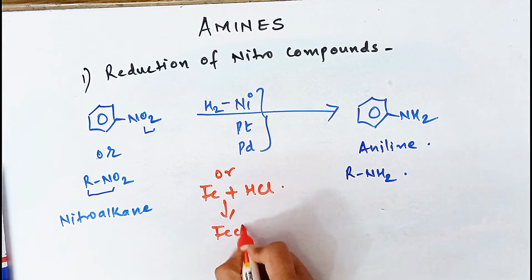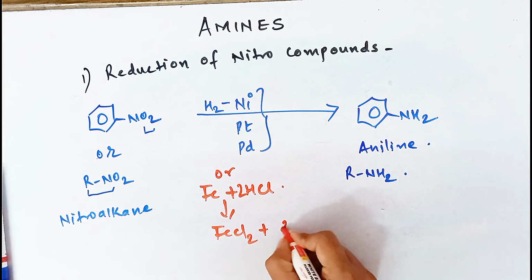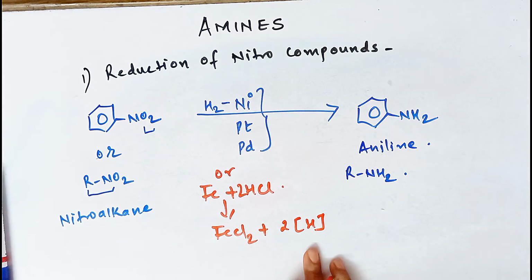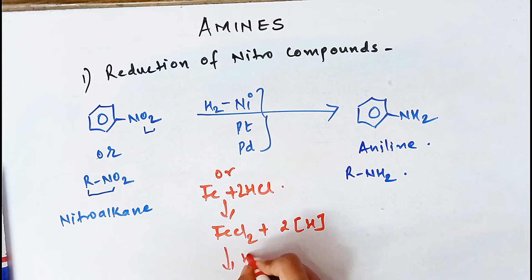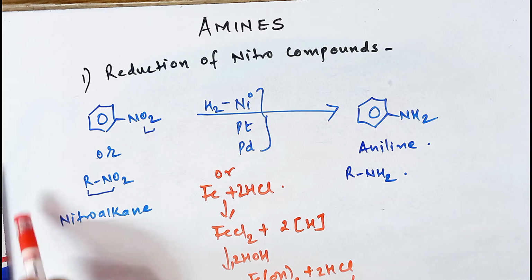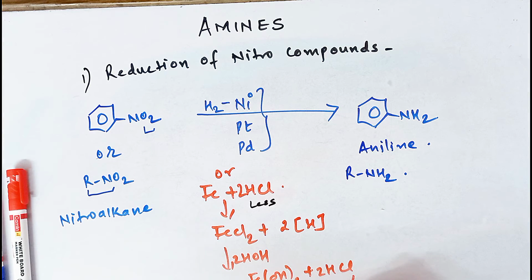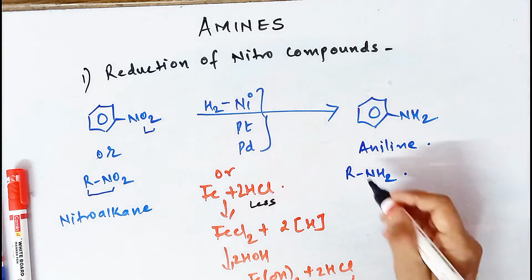Now the second method which we can use here is metallic reduction, where we take iron and HCl, which can react to form FeCl2 plus 2 nascent hydrogen, which will be acting as the reducing agent. This FeCl2 can further get hydrolyzed with water and give you ferrous hydroxide plus hydrochloric acid 2 times. That means we need not use lots of hydrochloric acid in the first step. A very small amount of HCl is required because we are producing so much HCl at the end of the reaction.